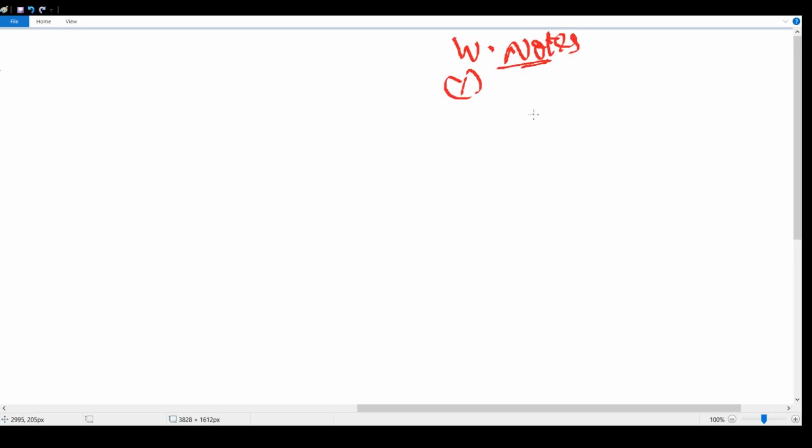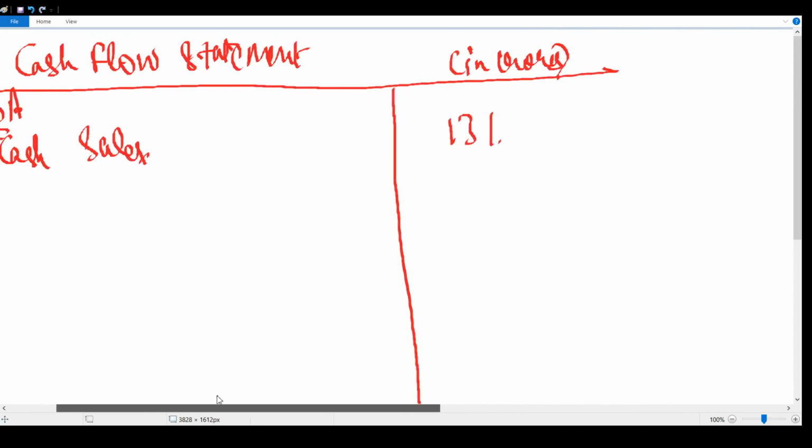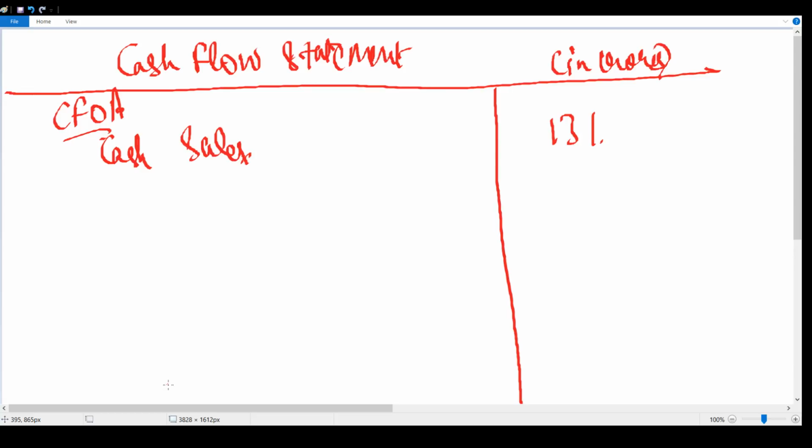Of what? Of nothing. There's no need to prepare any working notes in this question. Cash collections from credit customers during the year amounted to rupees 67 crore. Okay, cash from debtors, rupees 67 crores.